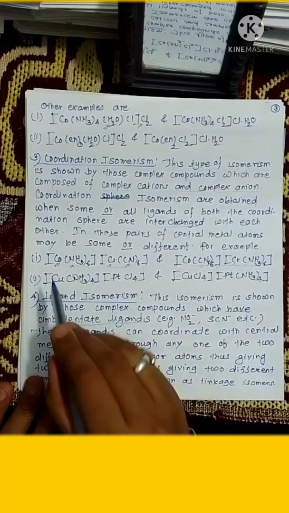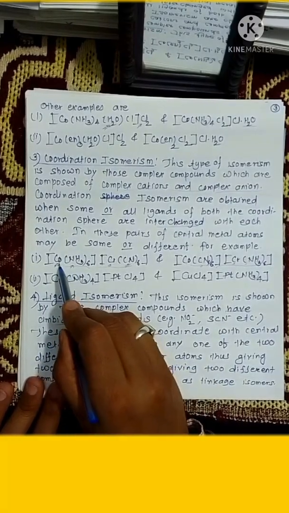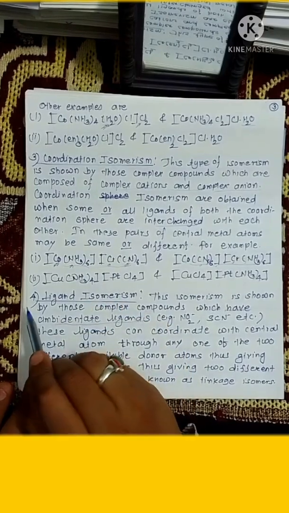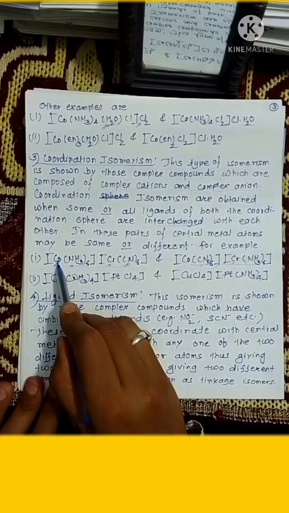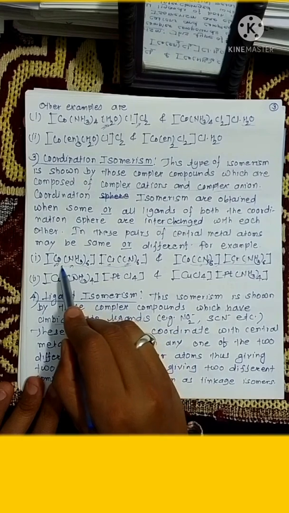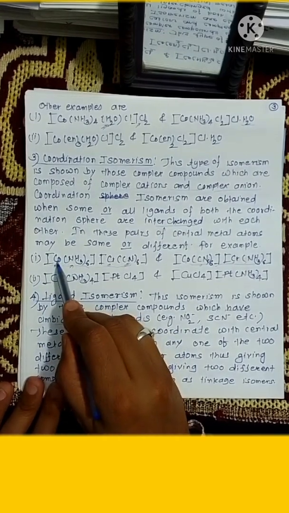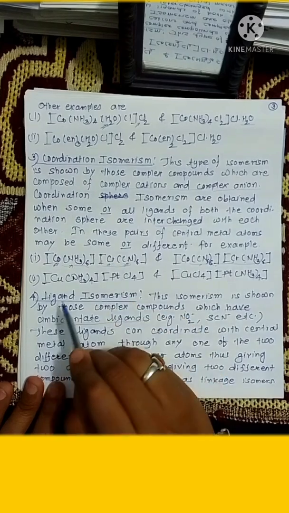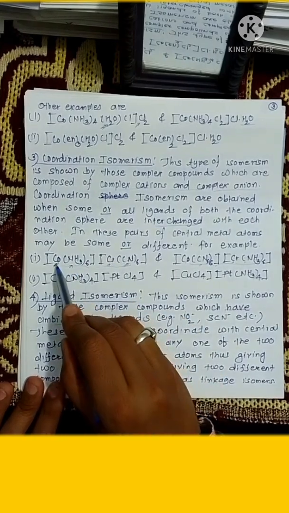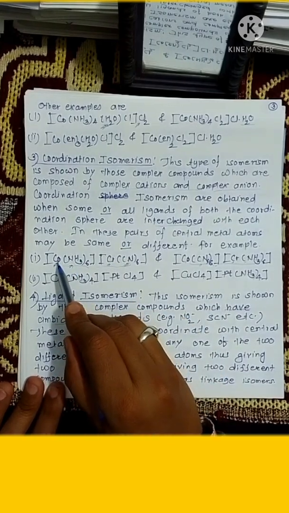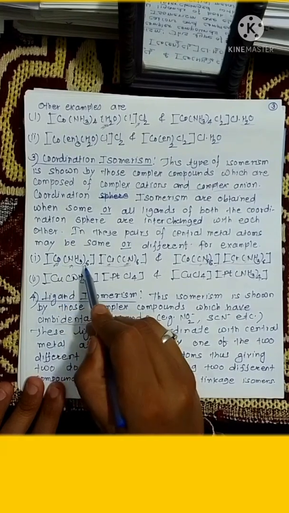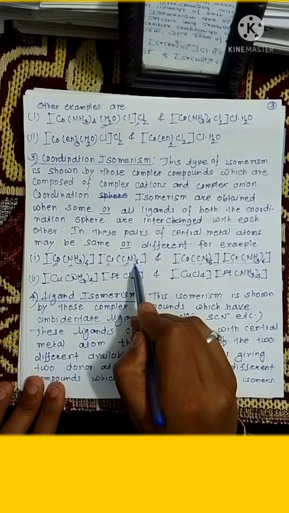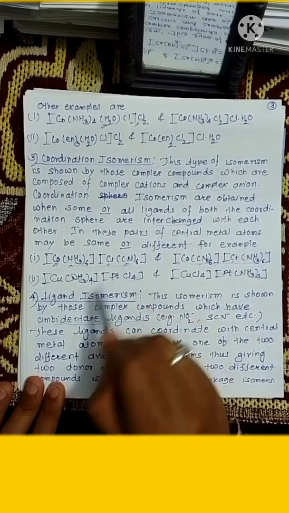For example, just see, this is an example of a polynuclear complex. In this complex, there are two metal atoms present. First is cobalt, second one is chromium. So in this case, we clearly see that your cobalt is attached with 6 amine ligands, while your chromium is attached with 6 cyanide ligands.